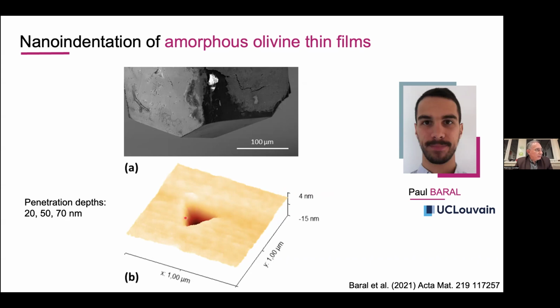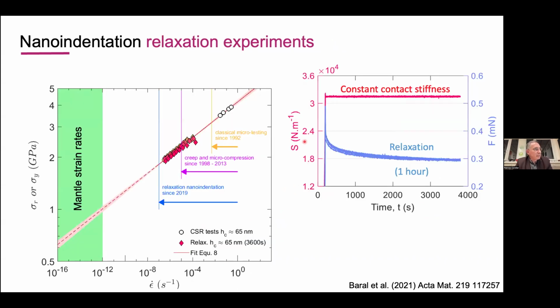Usually, just by making some prints like that, you can have the hardness. But Paul was doing something more sophisticated by maintaining a rig and by measuring continuously and maintaining constant the surface area of the indent, and hence the contact stiffness. He could follow the evolution of the stress. So this is a relaxation test. And by doing that during 1 hour, he could really extend the range of nanoindentation data to lower strain rates.